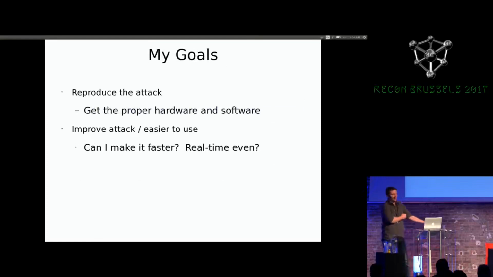So my goals really were to reproduce the attack and see if I could make it faster, see if I could make it real time. Could I really bump into someone like you see in the movies? Could you bump into someone on a subway, actually copy their card, follow them into work, things like that.